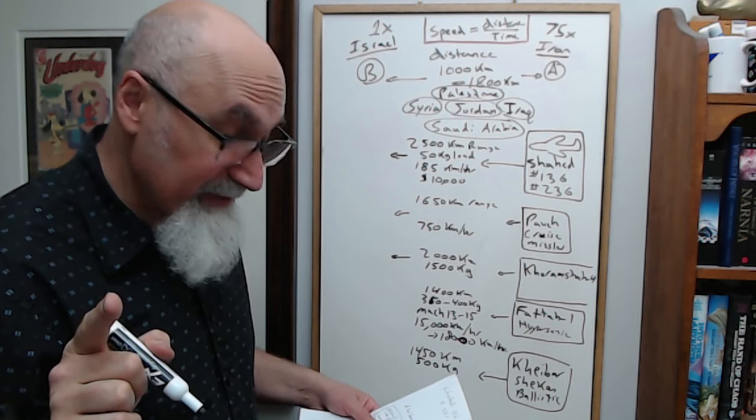Homasham max speed is Mach 8 to 6. Oh, I took it down. Mach 8 to 6, really. If we take 8, that's, yeah, it's crazy.